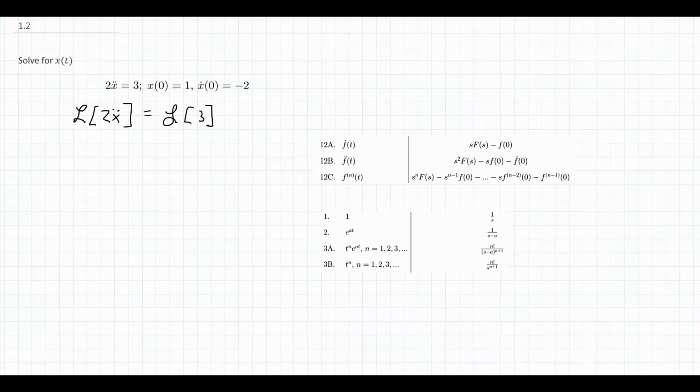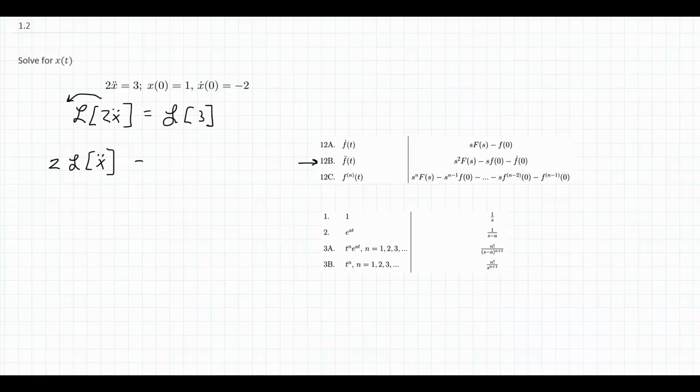If we look at our left-hand side to start, that's going to look like 12b. We have a second derivative of a dependent variable of time. So here it's f double dot and we have x double dot, but they're both just dependent variables of time. I'm going to explicitly show some of the steps I'm taking here. I can take that 2 outside and I'll be left with the Laplace transform of x double dot. And I can take the 2 outside because it's a constant, it's not a function of time, so it's not going to be affected by this Laplace transform.